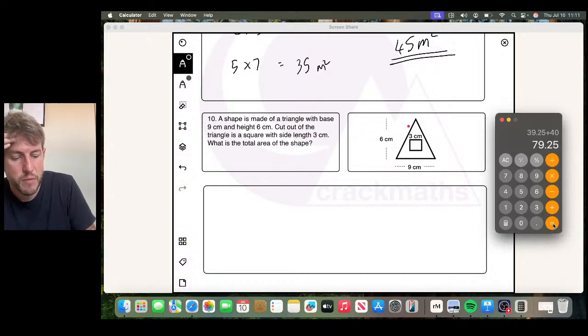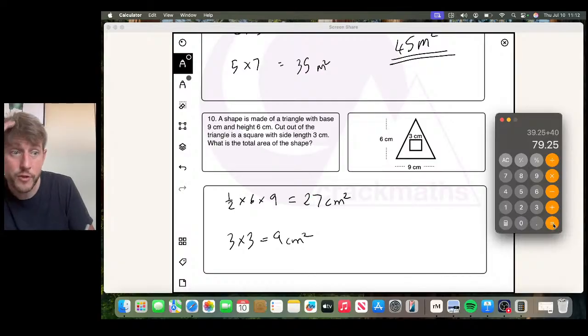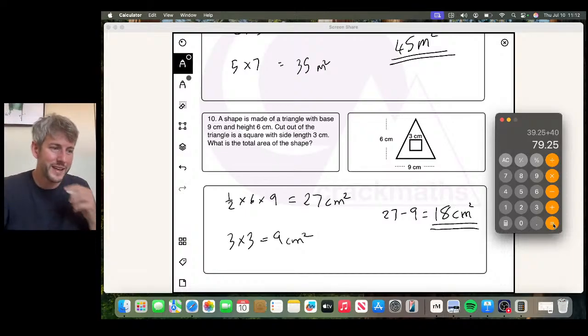So this time I'm going to have to remove the square from the triangle. So the triangle is a half times 6 times 9, which is going to be half of 6 is 3. 3 times 9 is 27. That's 27 centimeters squared. And the area of the square is 3 times 3, which is 9 centimeters squared. And then we'll have to do the 27 take away the 9. So 27 take away 9 equals 18 centimeters squared. Okay, that's that bit done.